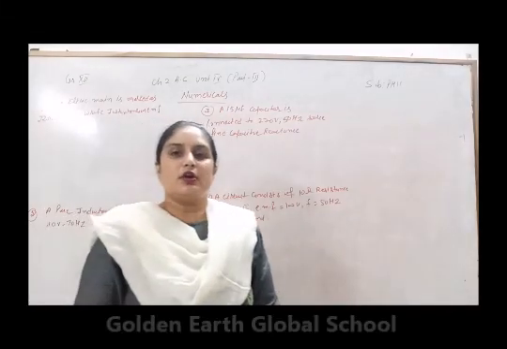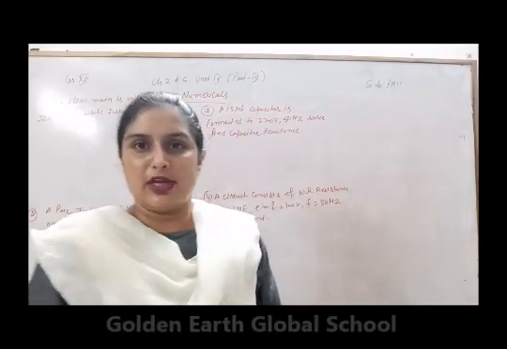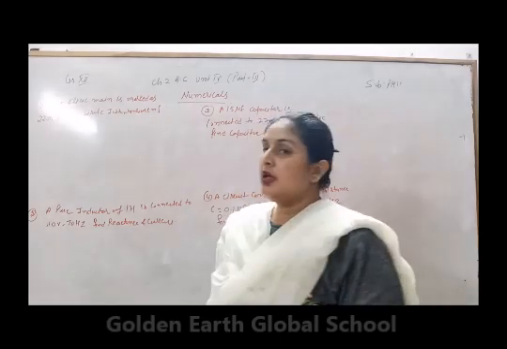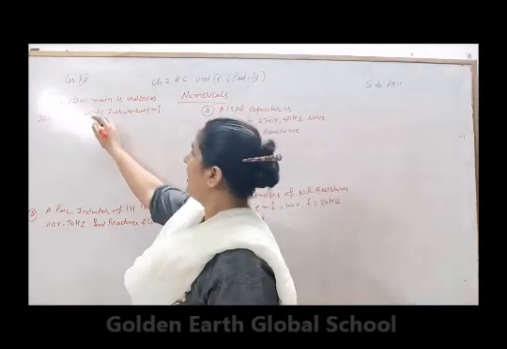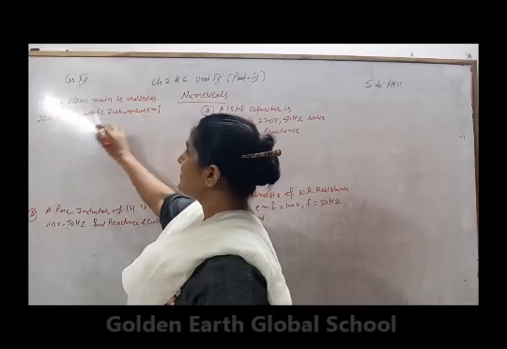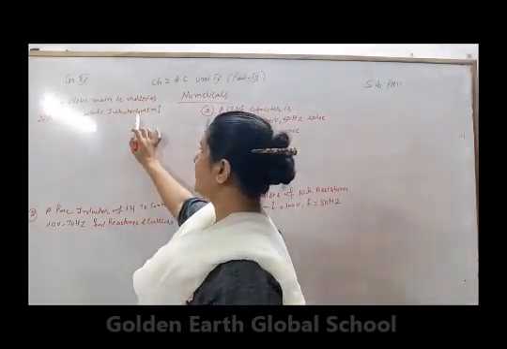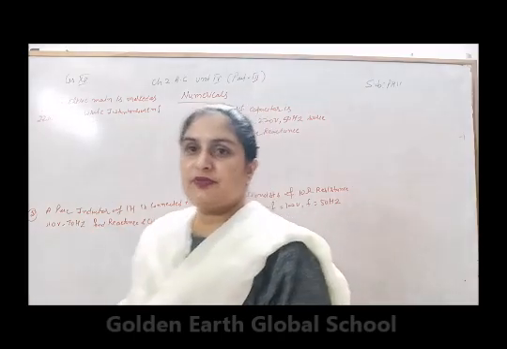Hello students, now in this video we are going to do some numerical problems related to our chapter, that is the alternating current. Now come to the first numerical. An electric main is marked as 220 volt, 50 cycles per second, write the instantaneous EMF.